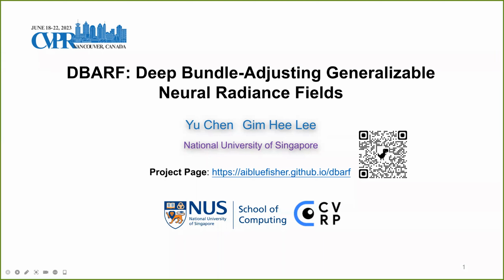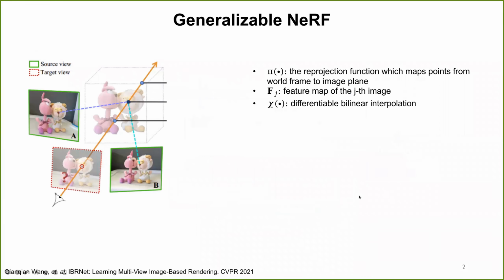Hi everyone, I'm glad to share our CVPR work, DBARF: Deep Bundle Adjusting Generalizable Neural Radiance Fields. Unlike existing works that can only be applied to prior scene-trained NeRF, we try to bundle adjust generalizable NeRF without any initialization of camera poses. Once pre-trained, our model can be per-scene fine-tuned in much fewer iterations. Now, let's see how to bundle adjust generalizable NeRF.